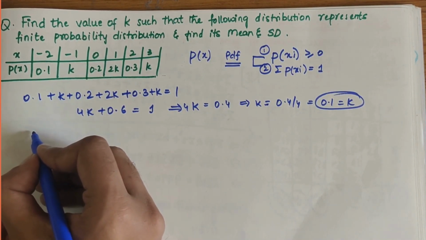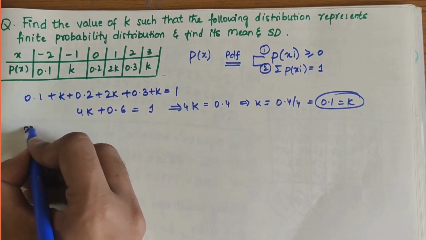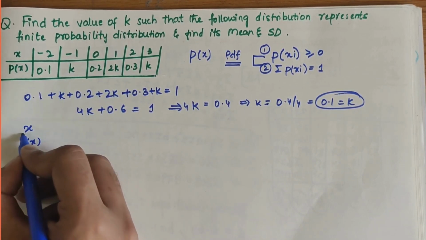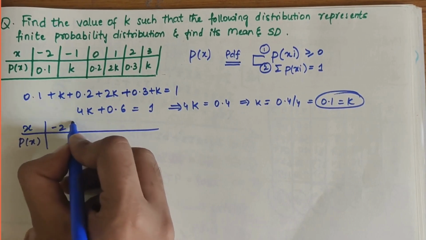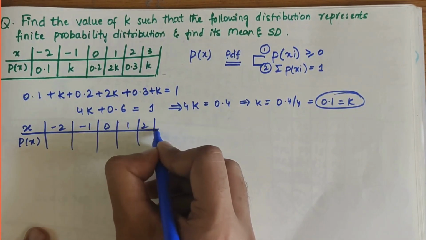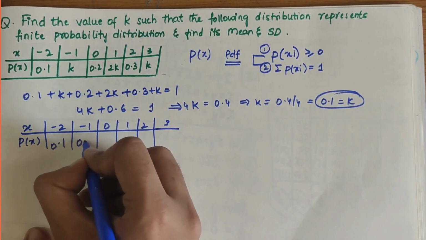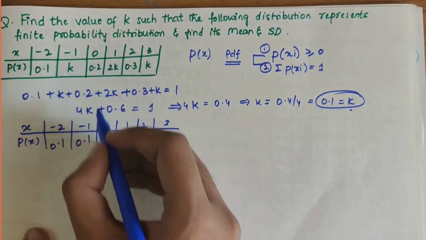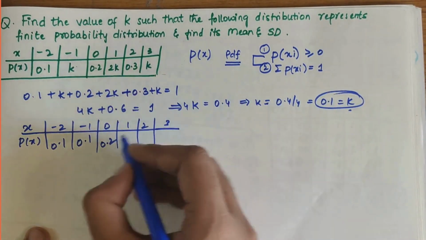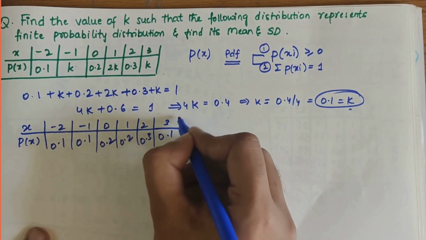Now we have to write the distribution table again with the updated k value. So minus 2, minus 1, 0, 1, 2 and 3 here. So here it will be 0.1, 0.1, since the k value is 0.1, then 0.2, which is 2 into 0.1, 0.3 and 0.1.